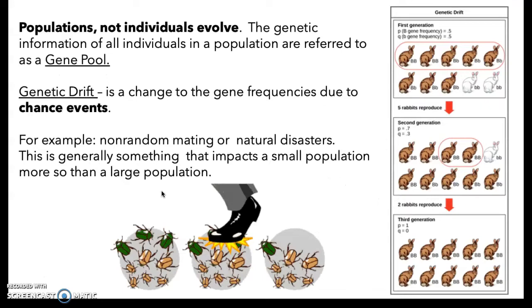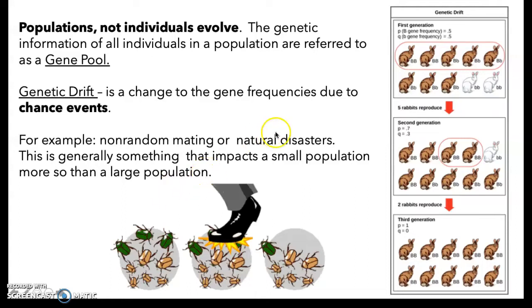So to begin with, a population is a group of individuals of the same species that live together. And within an individual, there are genes, and we refer to the genes of an individual as a genome. When we refer to all the genes of all the individuals in a population, we call that a gene pool. Anytime there is a shift or a change in that gene pool because of chance events, we refer to that as genetic drift.